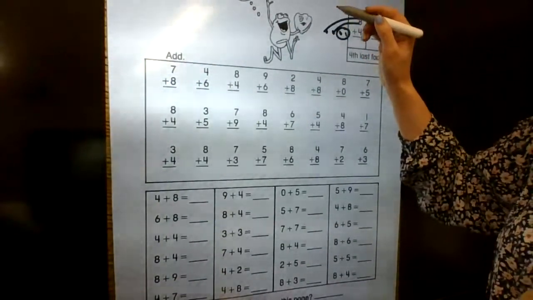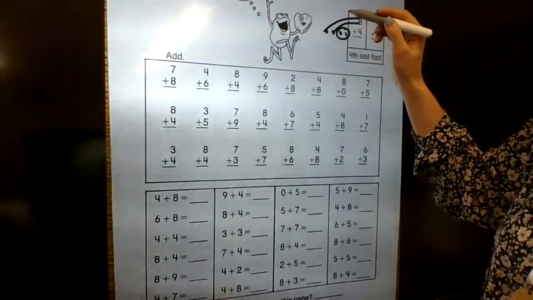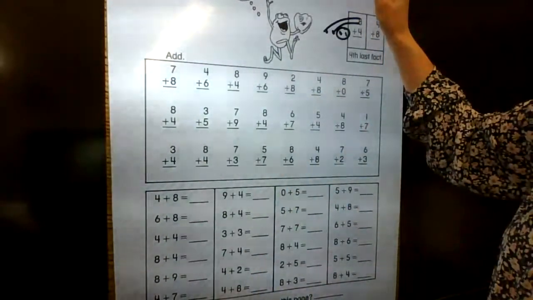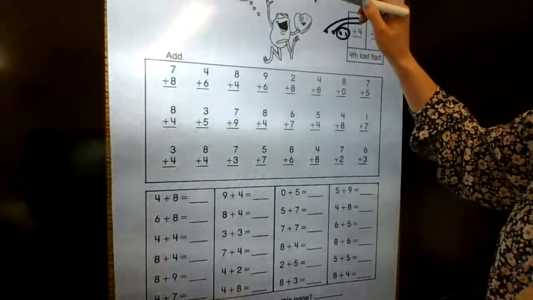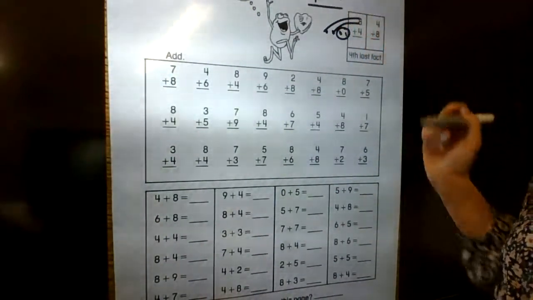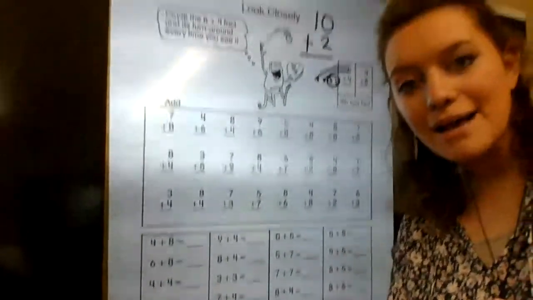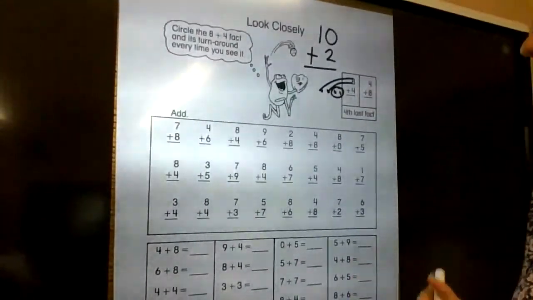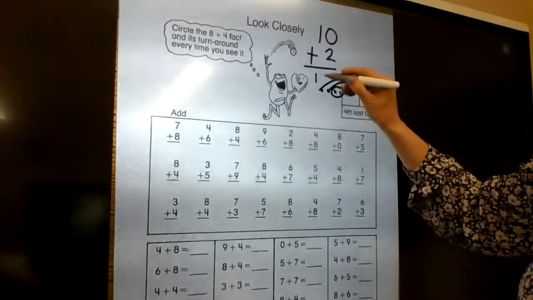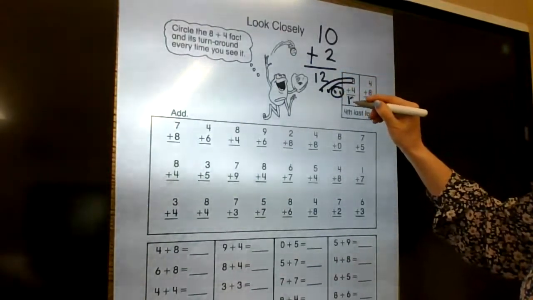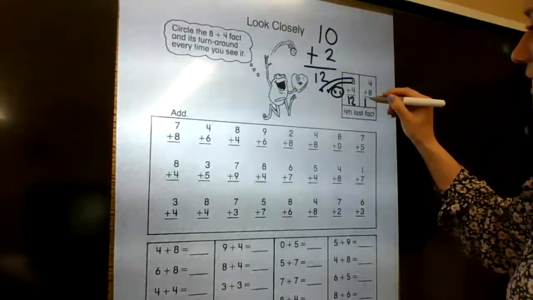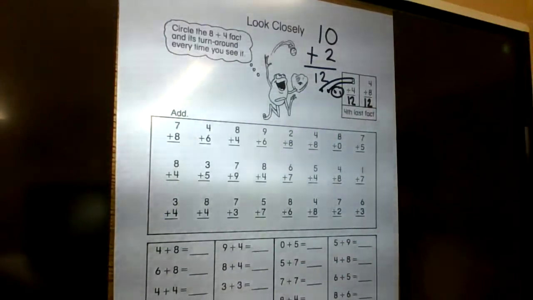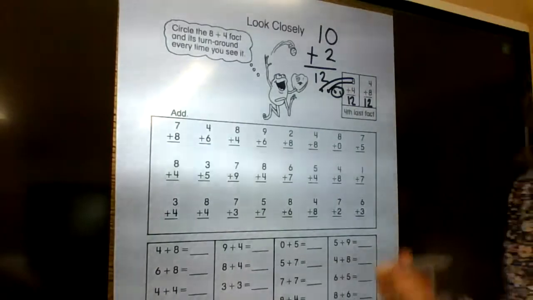So in my mind, I've got 10 plus 2. I'm looking at 10 plus 2, which gives me 12. So 8 plus 4 is 12. And the turnaround is the same thing. It is also 12. So what it wants us to do is we're just going to add.